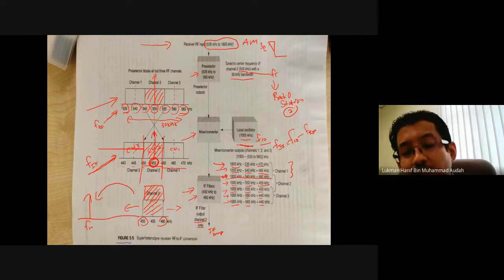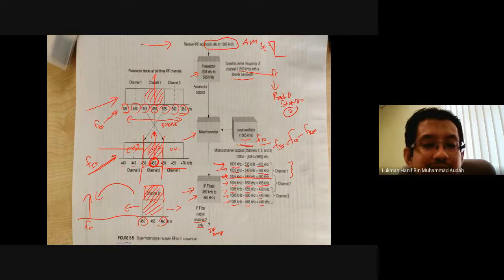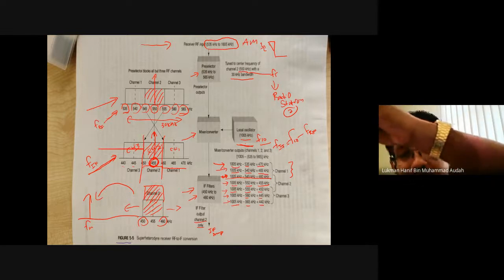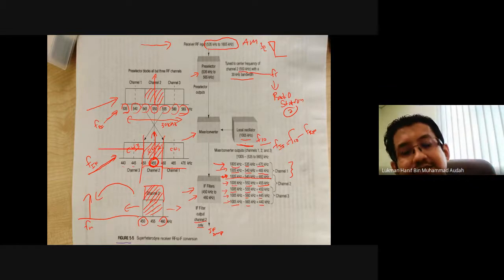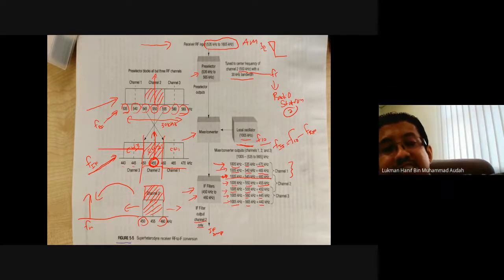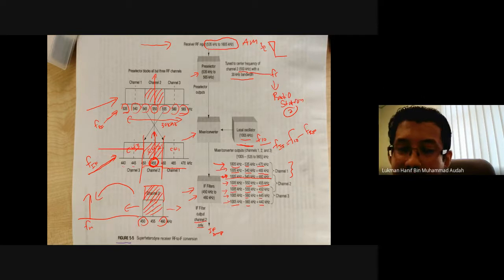Okay, so keluaran daripada IF section sudah menjadi satu channel. Dalam case ini adalah channel number 2, radio station number 2. Okay, then we pass to the audio section to do the demodulation process. Then we pass to the speaker. Barulah kita boleh dengar outputnya, whether it is a voice or music or whatever. Okay.